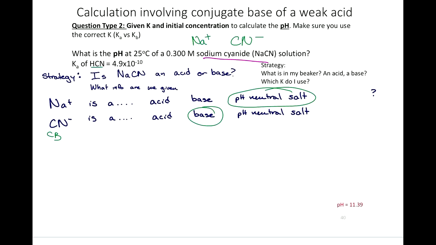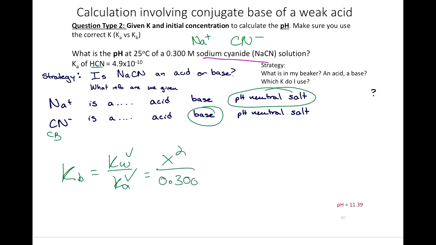So that means when I calculate the pH here, what K am I going to use? Kb. Did I give you Kb? No, but can we get it? Yes, it is equal to Kw over Ka. I know both of those numbers. Without writing an ice table, can you tell me the expression in terms of x? X squared over what?